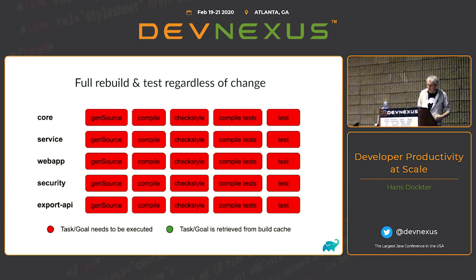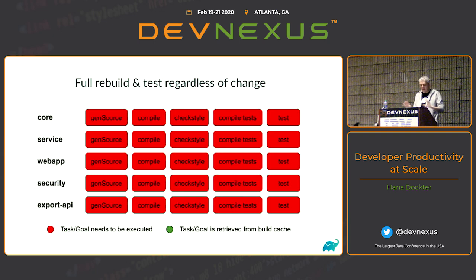To give an example, when you build this project with Maven, you always run Maven clean package, something like that. With Gradle, you probably run Gradle clean test on CI. When you run a clean build, it means whatever your change was, you have to run 5 times compile, 5 times checkstyle, 5 times compile test, 5 times test, and any custom goal like generate sources.